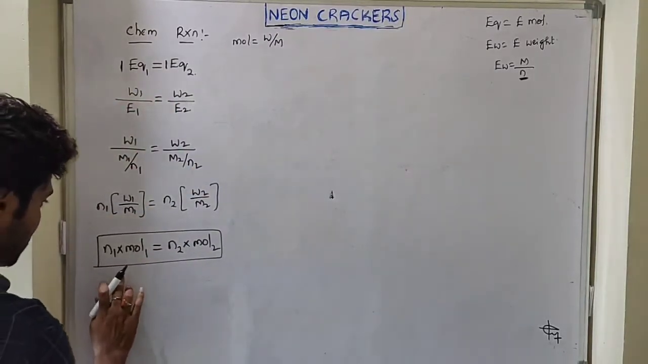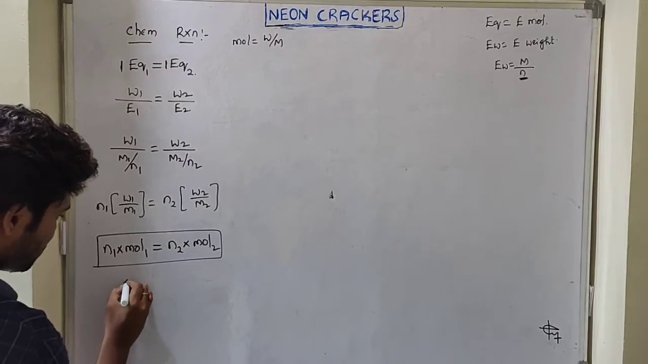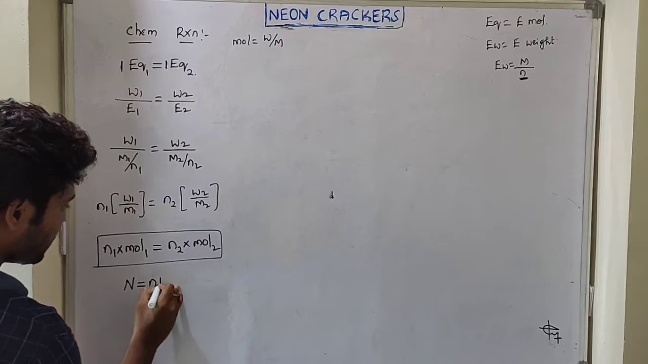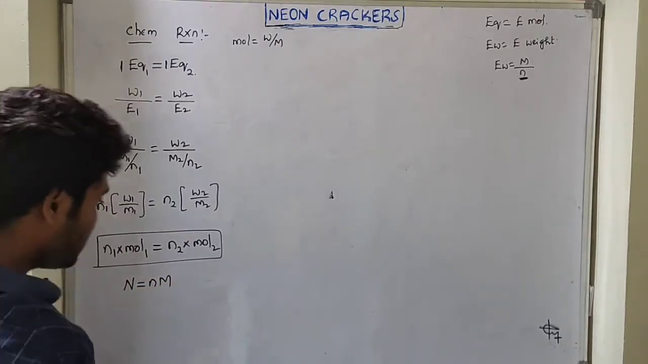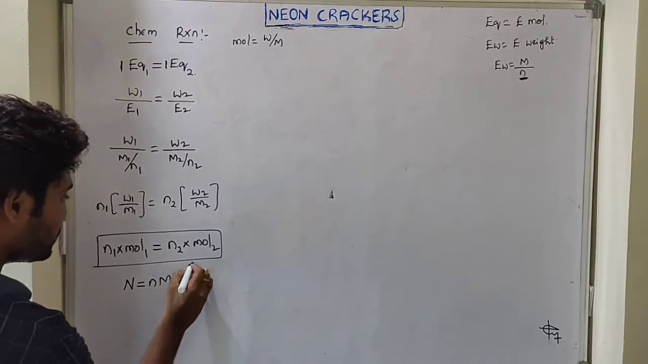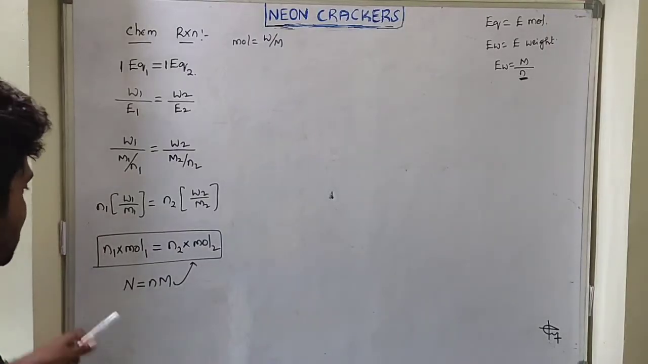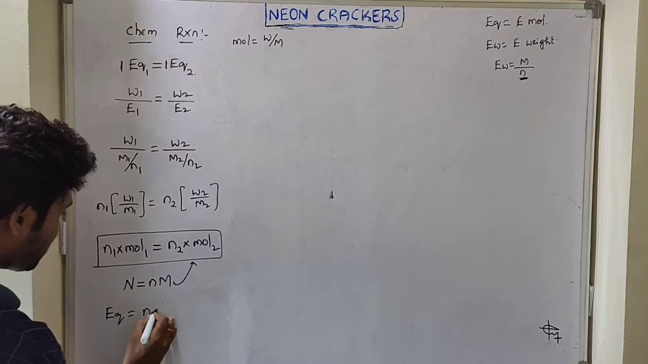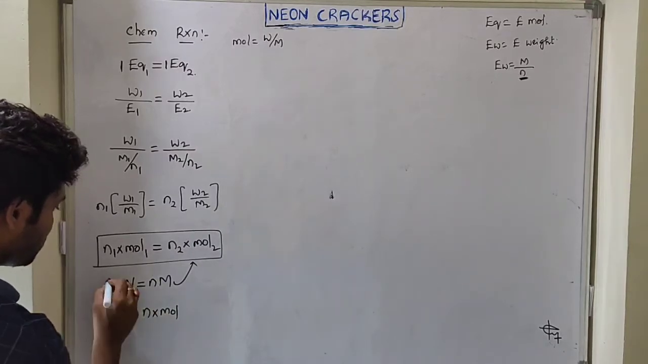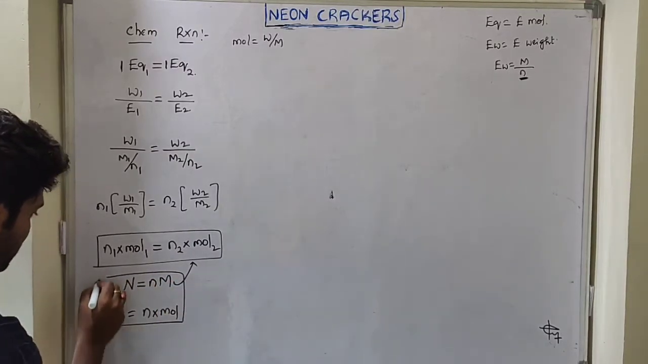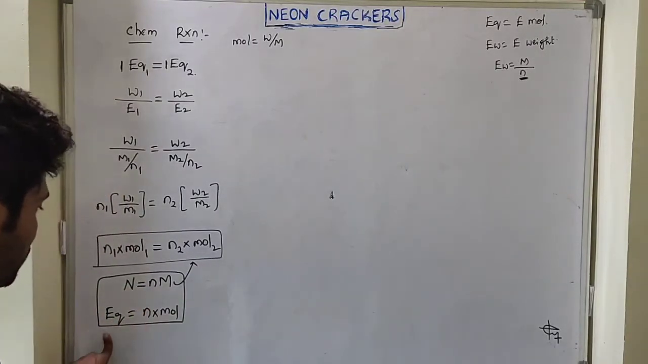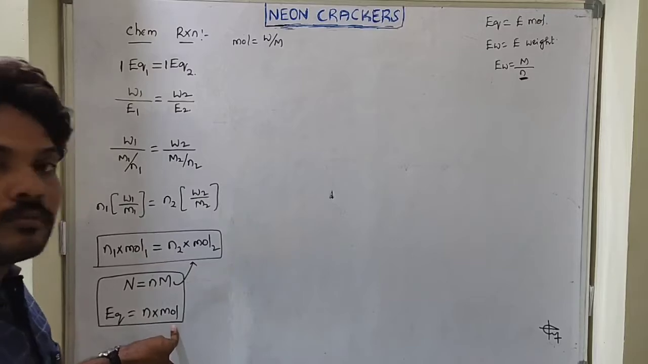And you know the relation between normality and molarity: normality equals N factor into molarity. In the same manner you have to remember this: equivalents equals N factor into number of moles. See the difference and the similarity. Normality equals N factor into molarity. Equivalents equals N factor into moles.